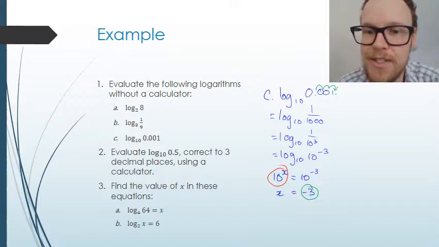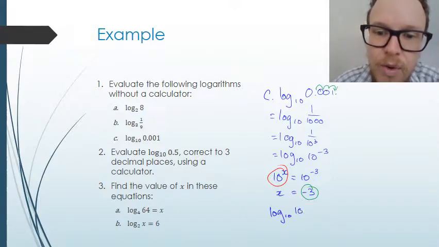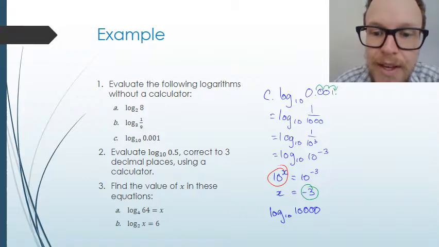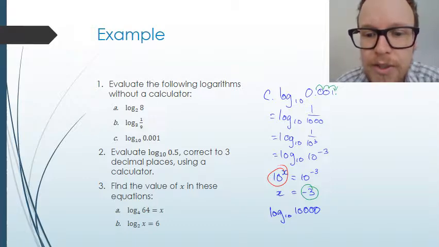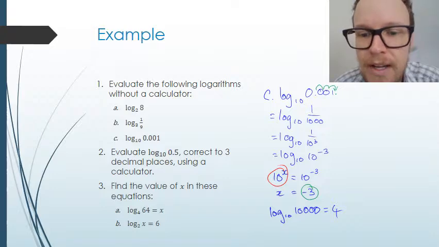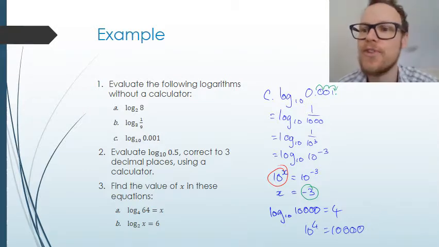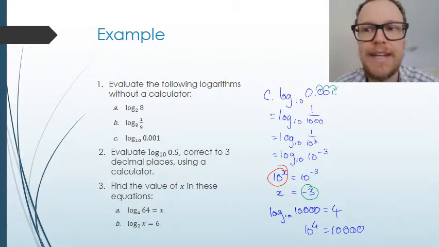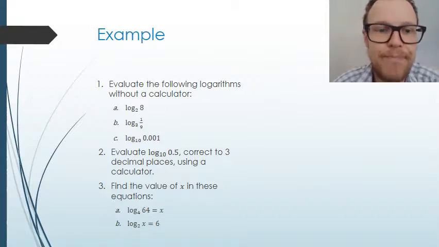If I was to find, for example, the log to the base 10 of 1,000 or 10,000, then here I've shifted the decimal point from 1, 1, 2, 3, 4 to the right. So the answer for this is 4, because 10 to the power of 4 is equal to 10,000. It's how many places I've shifted the decimal point. It's very, very handy to be able to quickly work that out and quickly think about that.